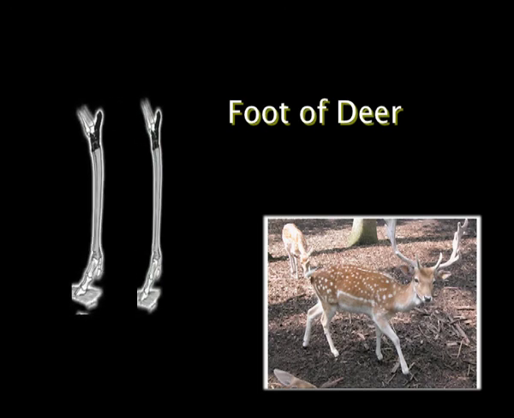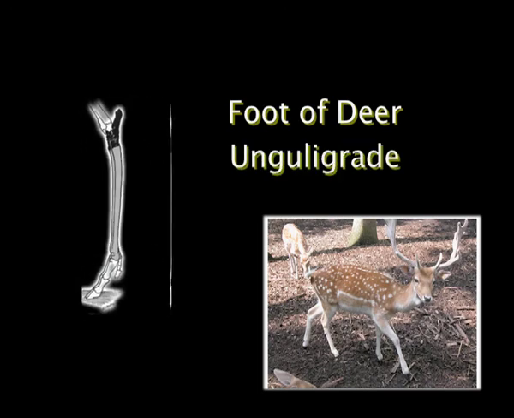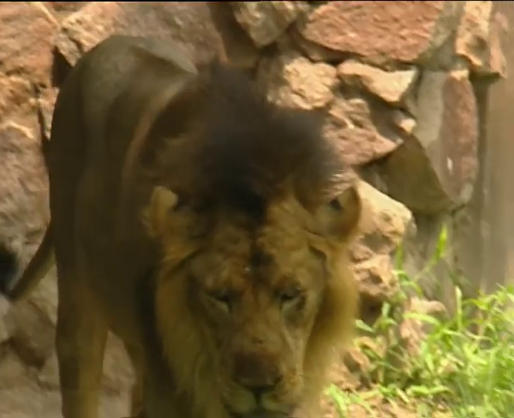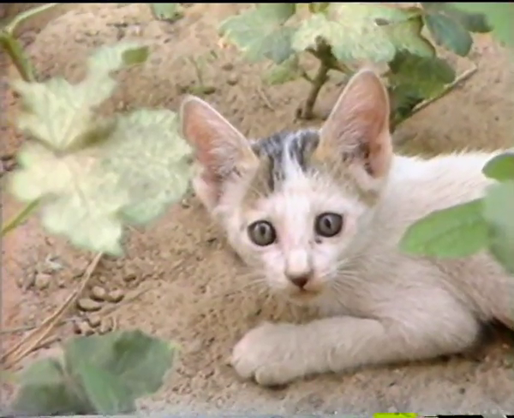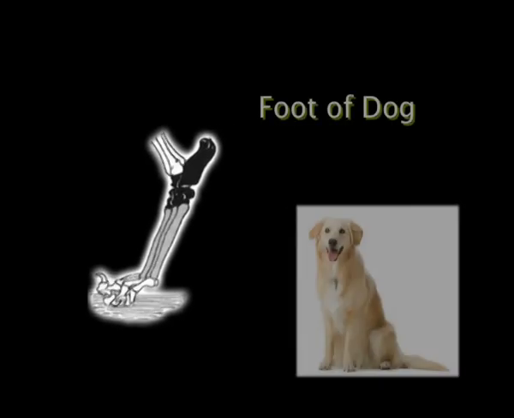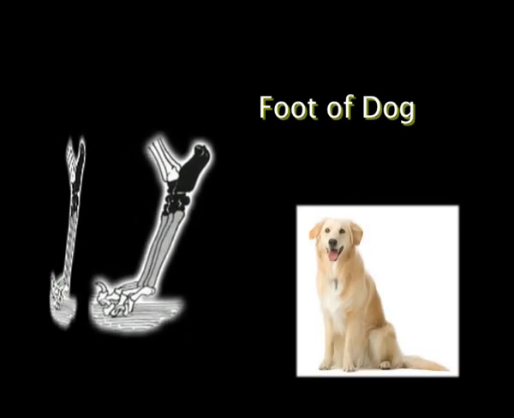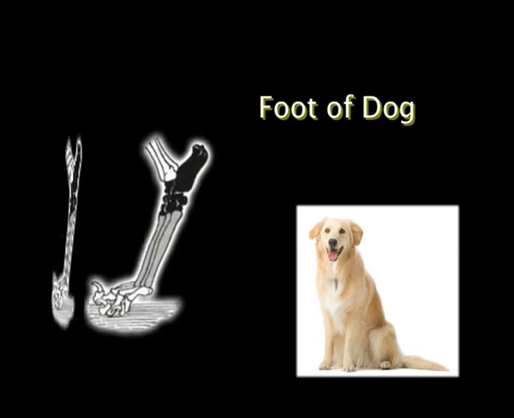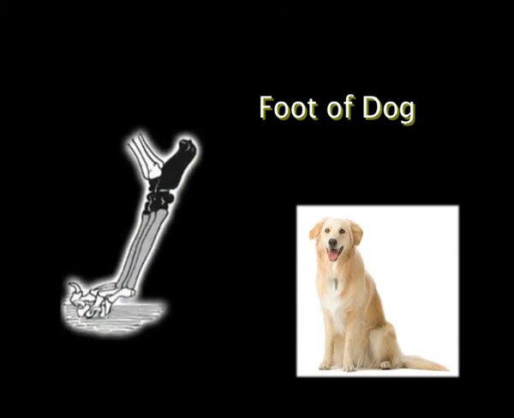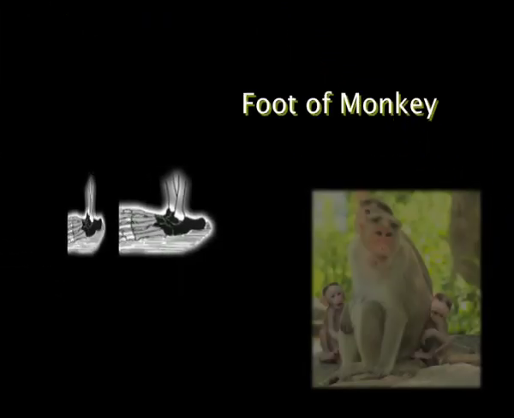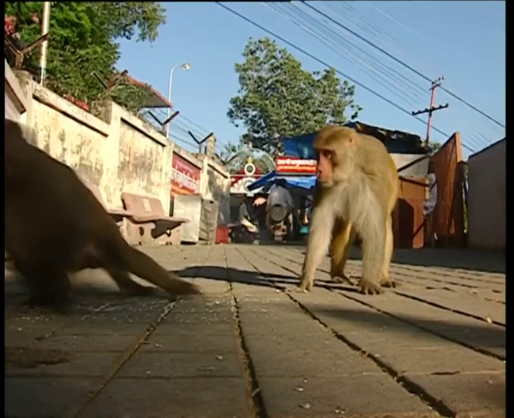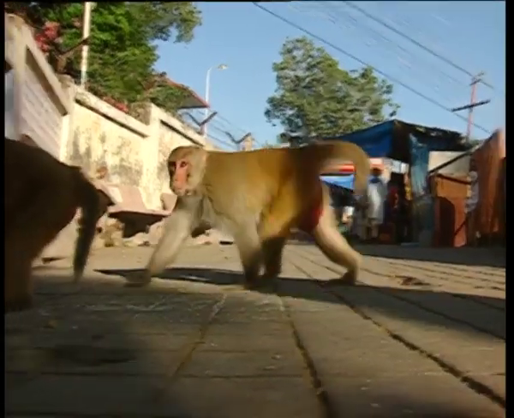Hoofed mammals are known as unguligrades or they who walk on tips of toes. Lion, tiger, cat, dog walk and run on toes. Toes are known as digits. So animals walking on toes are known as digitigrade. Monkeys are plantigrades as they walk on the entire sole of the foot.